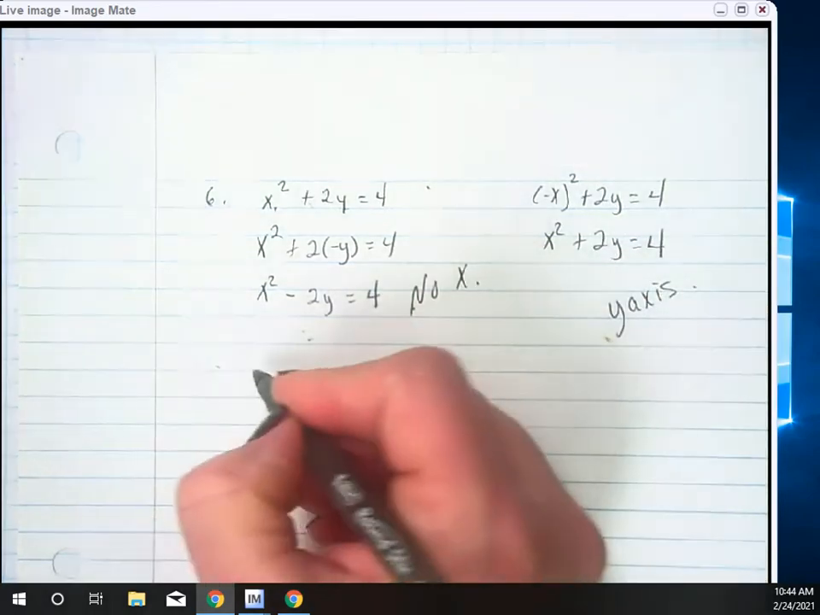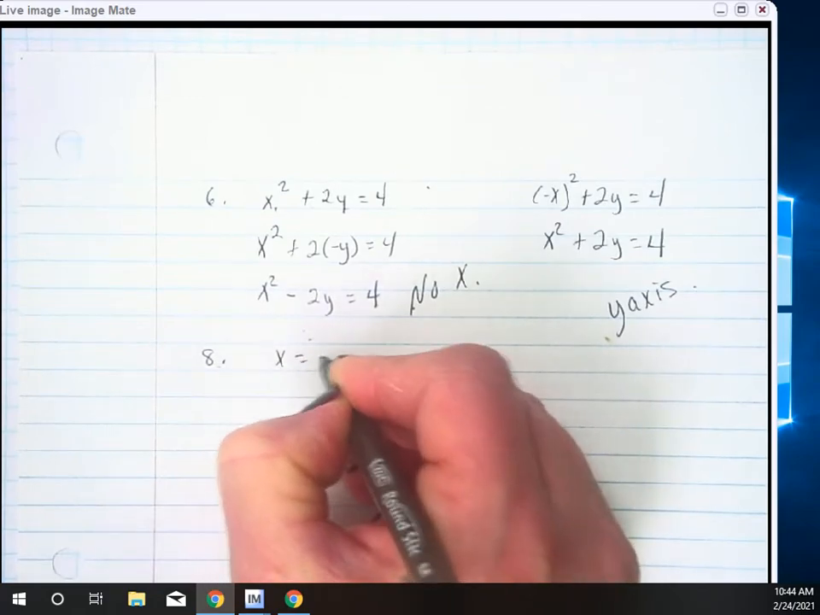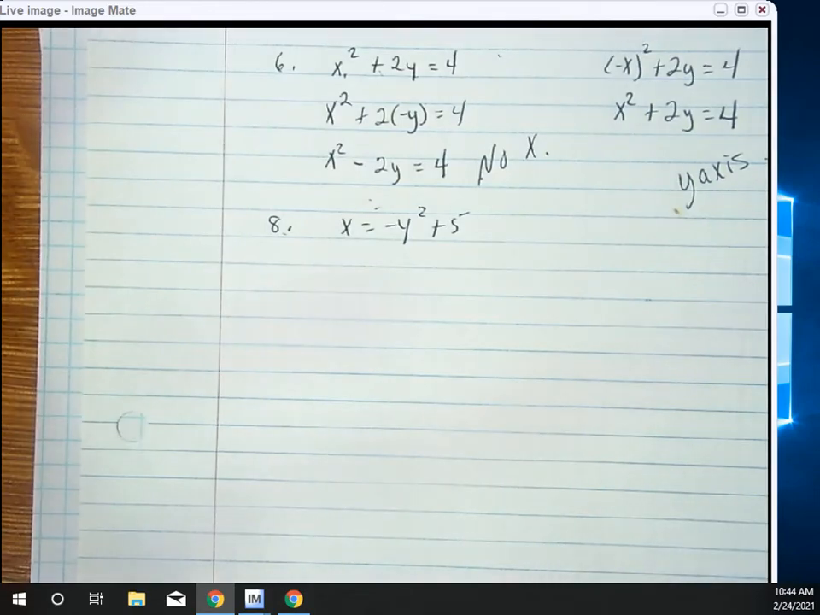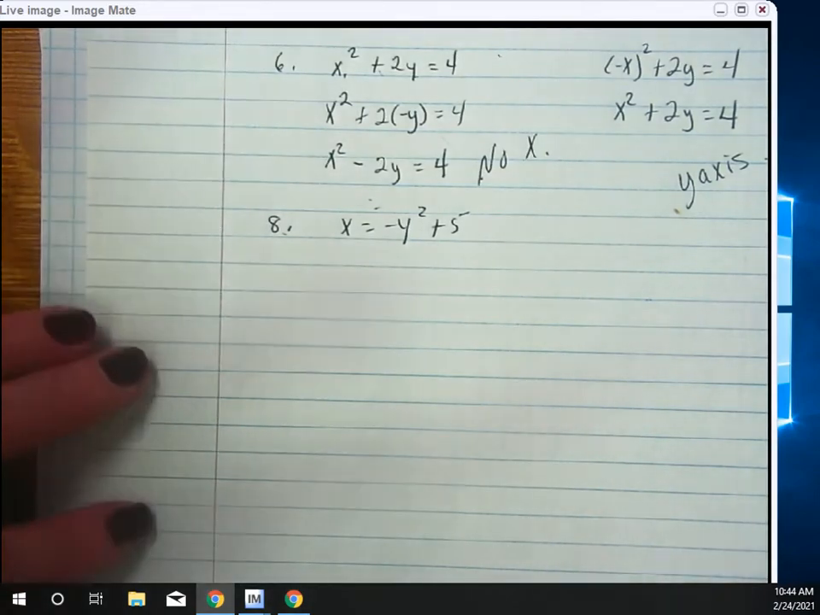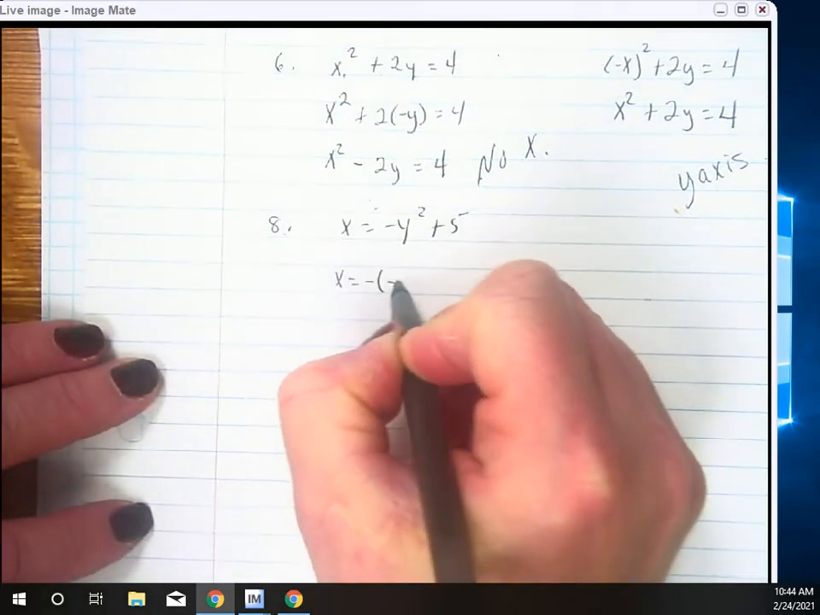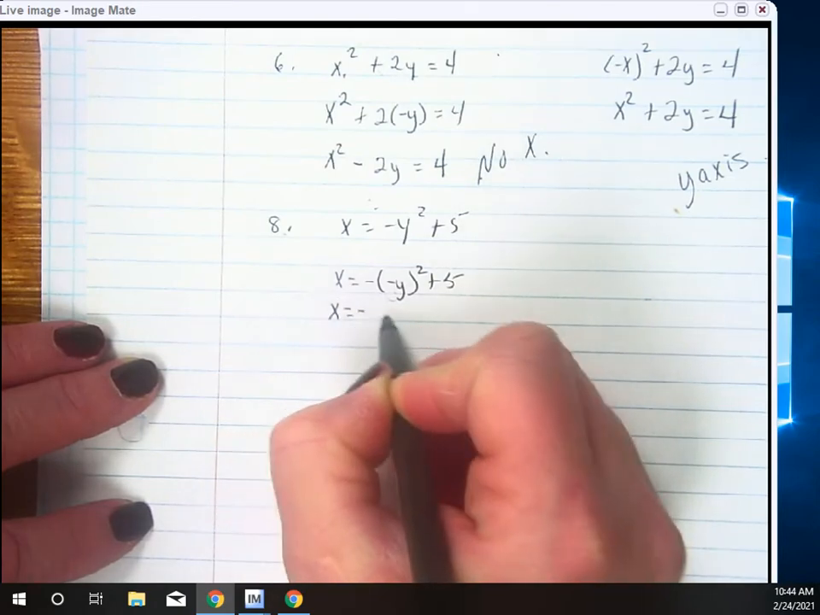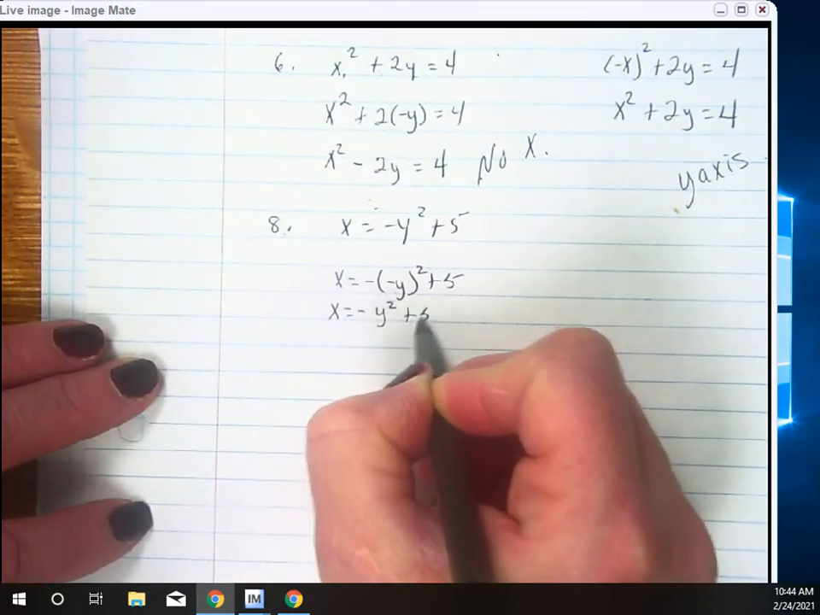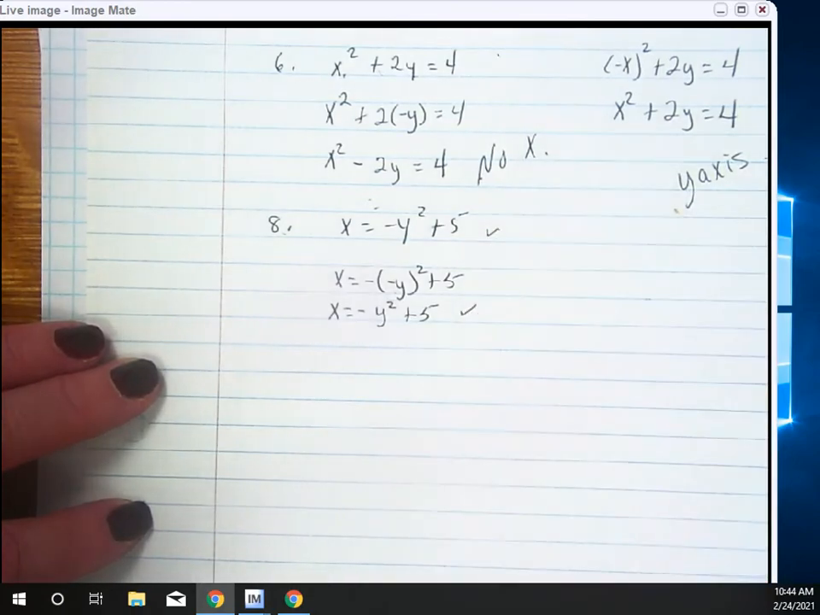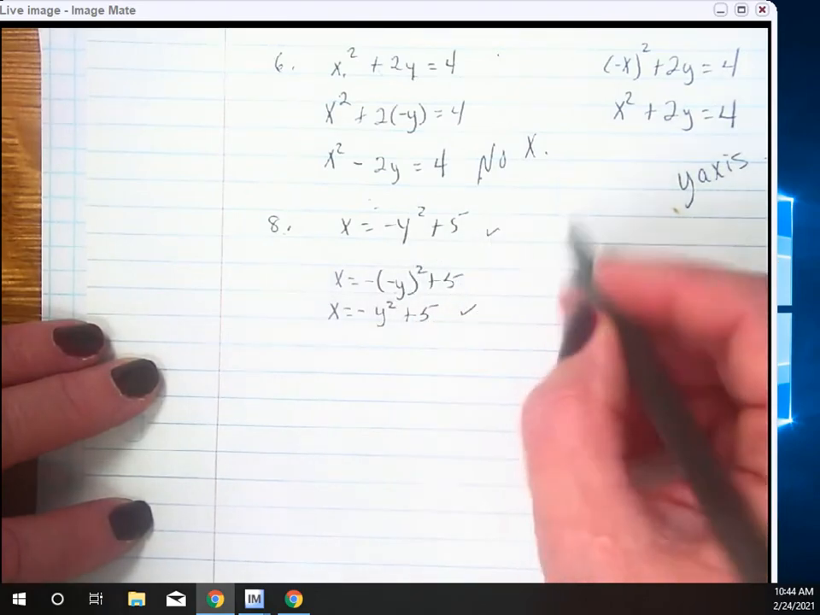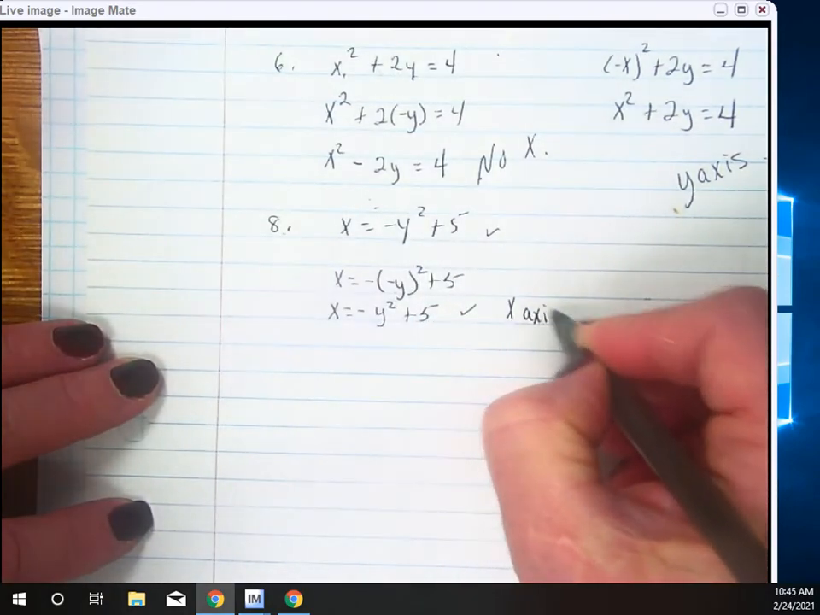If I do problem 8, x equals negative y squared plus 5. We're going to test for x first. What do I replace? The y with what? The negative y. So what's a negative y squared? Positive y squared. Is this exactly what I started with? Yes. So x equals a negative y squared plus 5 has symmetry with respect to the x-axis.